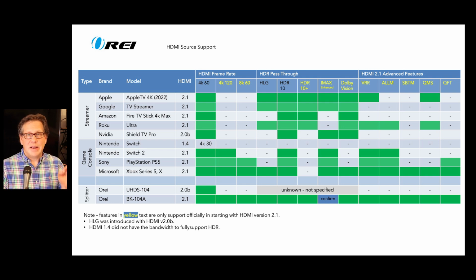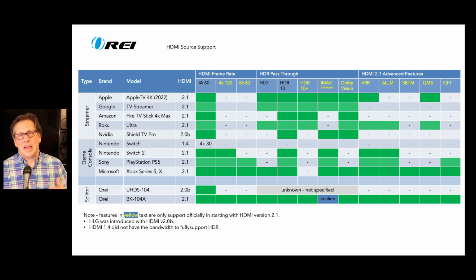But you can see here that the titles of these columns, the ones that are in the yellow font, these are features that weren't really officially added to the HDMI standard until version 2.1.